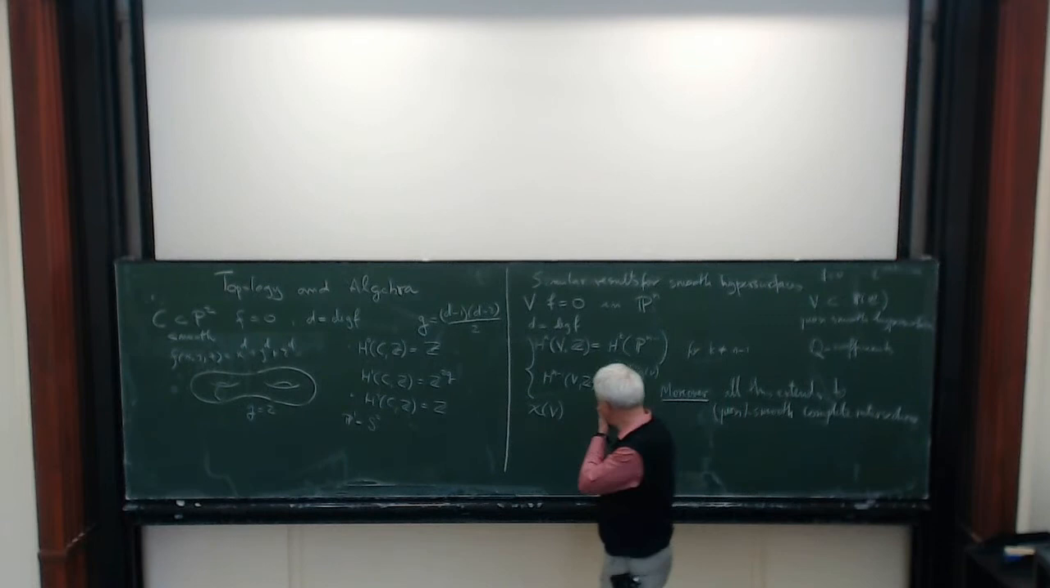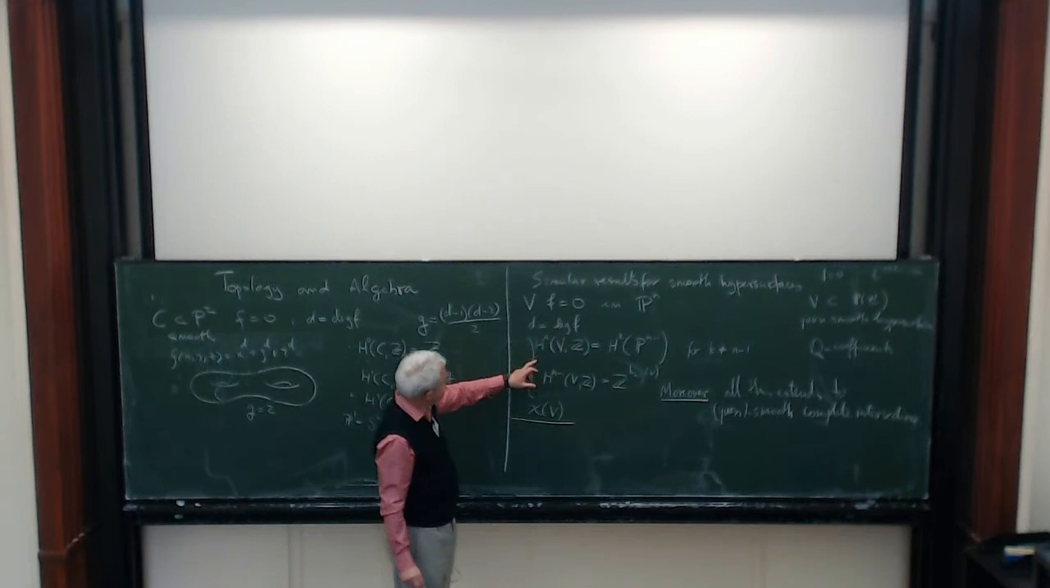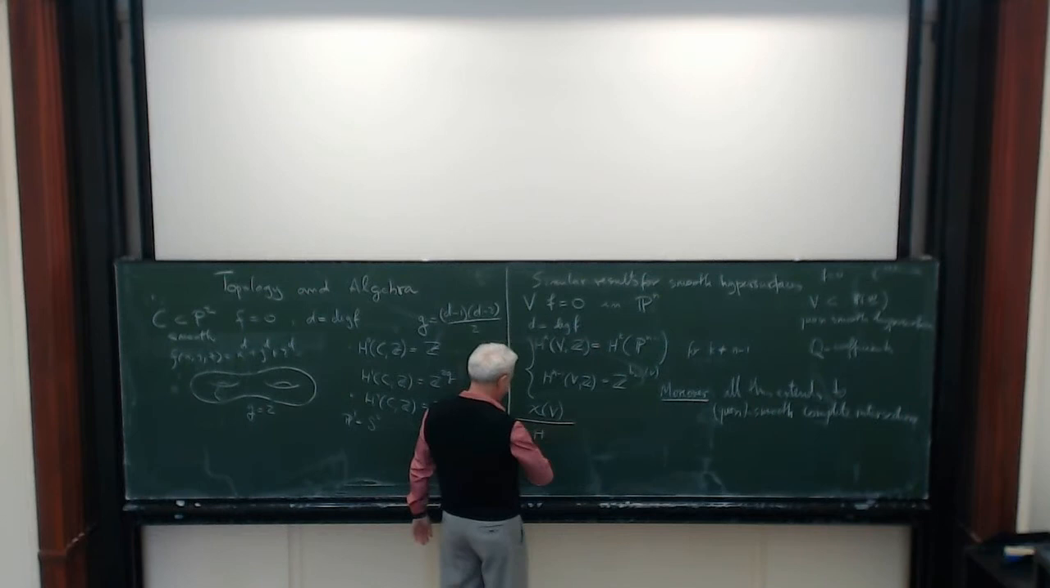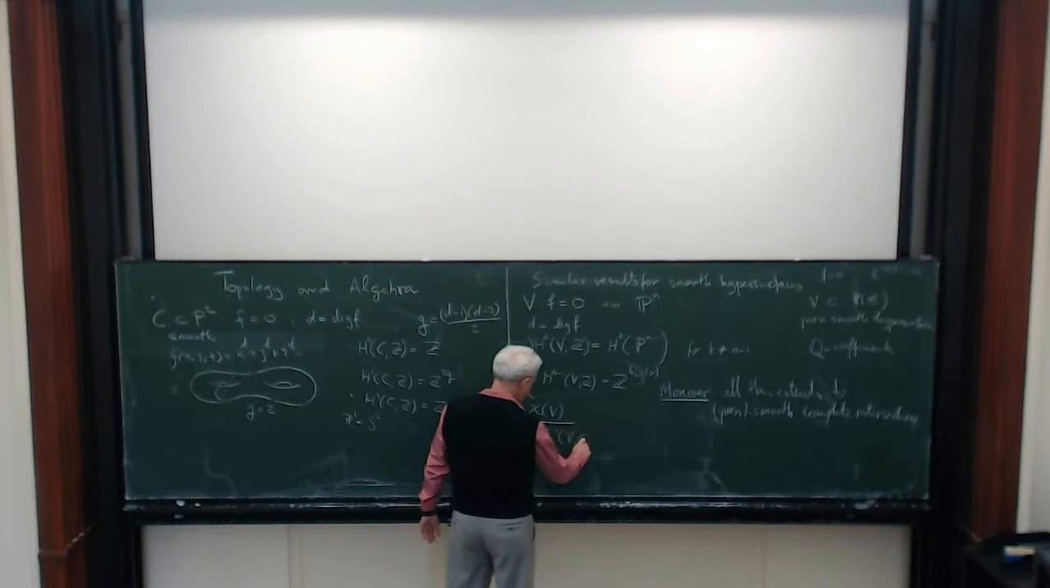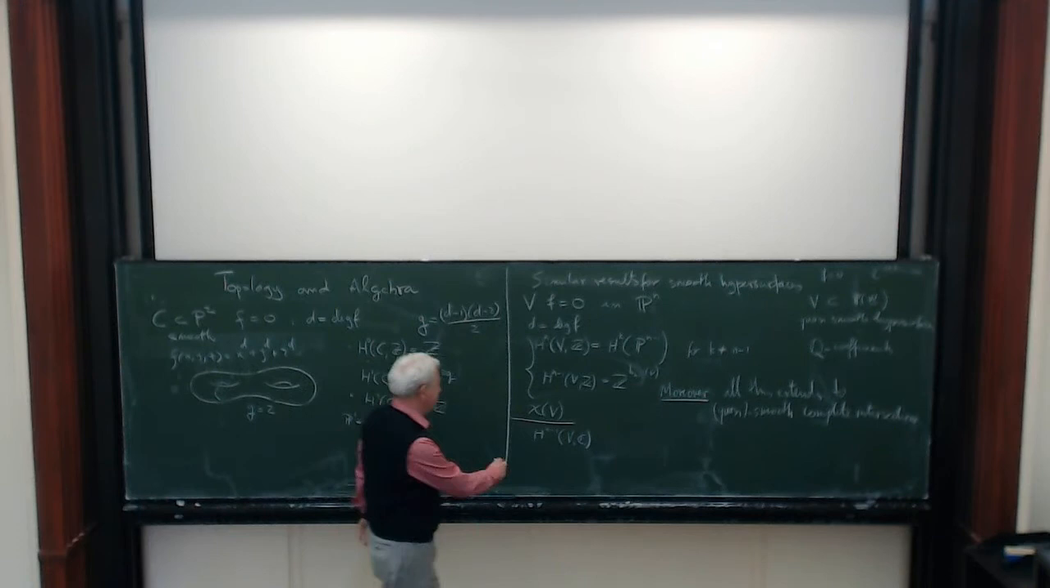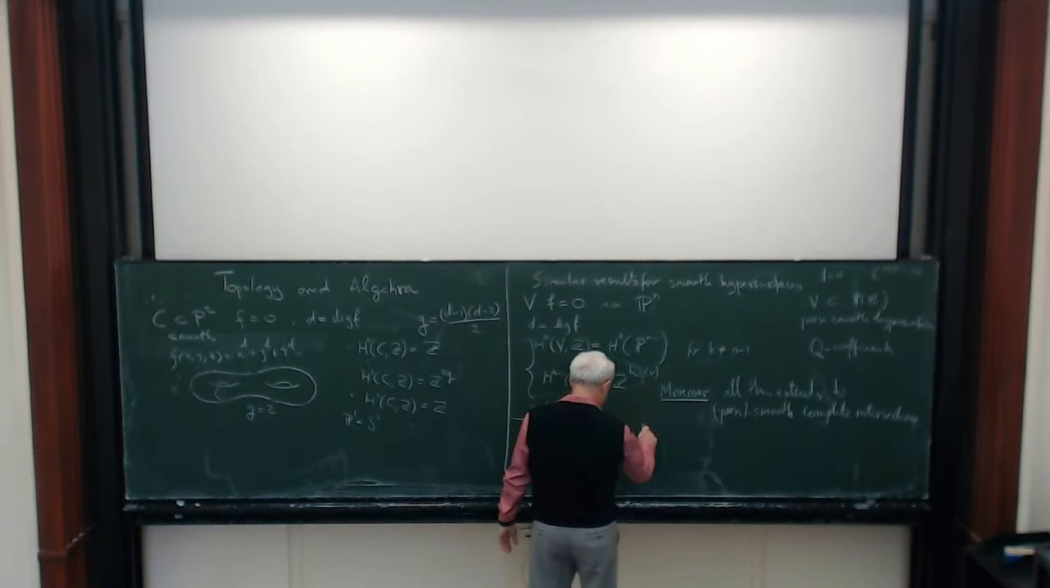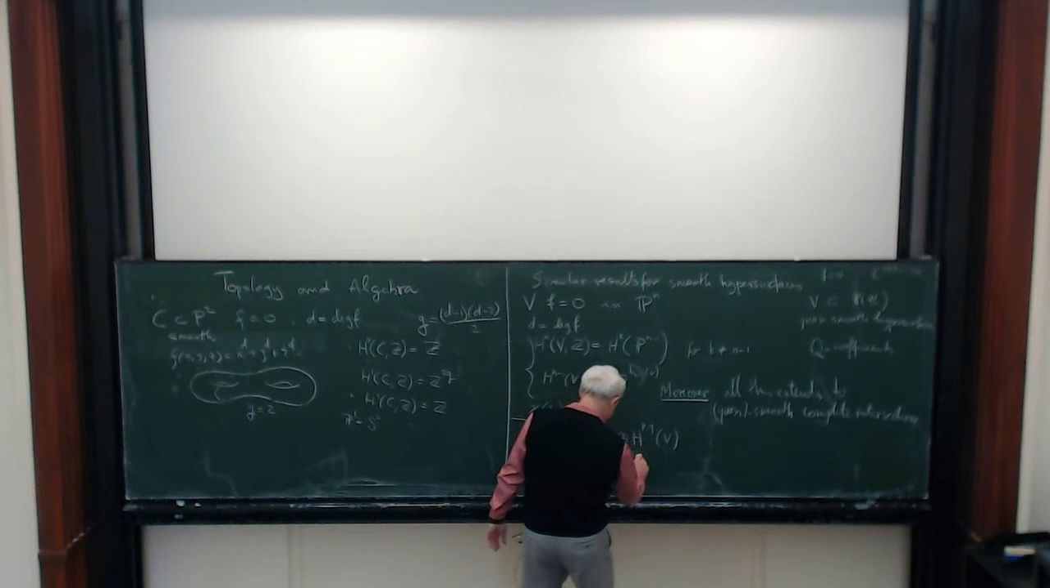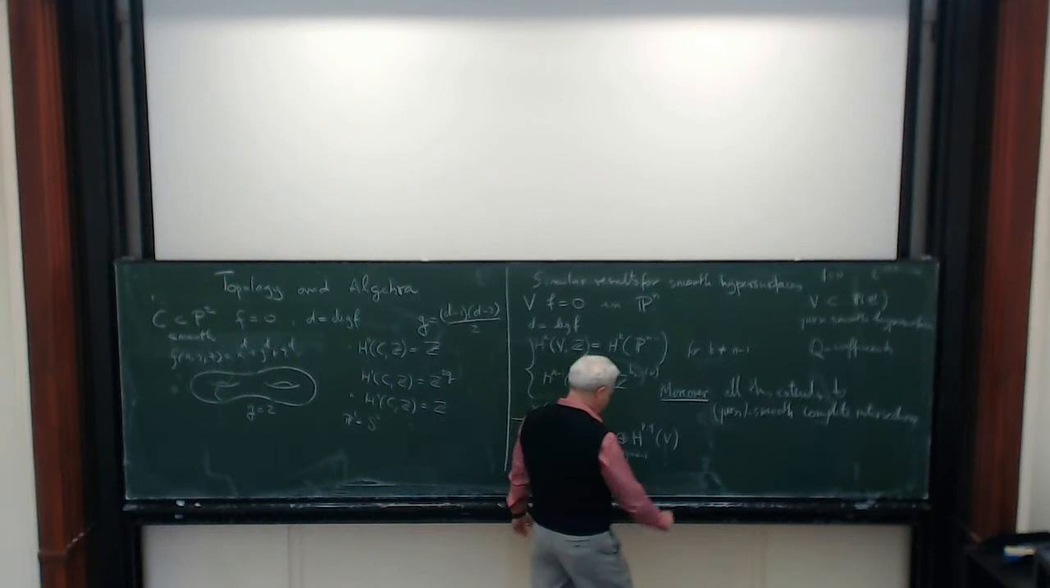So let's look at this case. And let's look at middle cohomology with complex coefficients. And then, because we have a projective manifold, we have a Hodge decomposition, right? Okay.